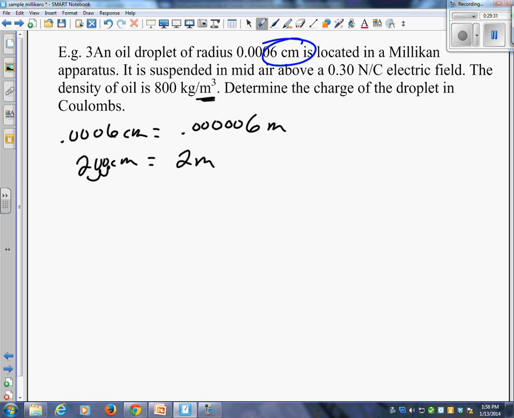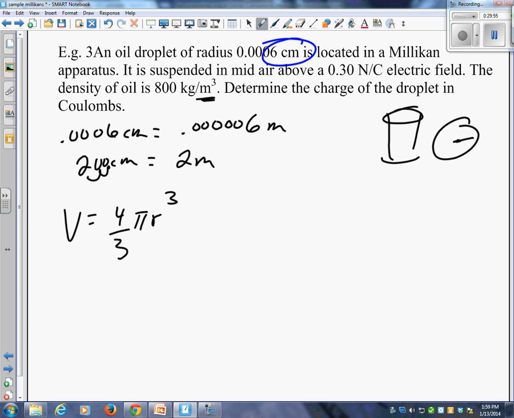Now, does anyone happen to know how to determine the volume of a sphere? Pi r squared times height or something like that. Very, very close. Pi r squared times the height would be a cylinder. What are we trying to figure out? Is it like 4/3 pi times the radius squared? Almost there. Volume of a sphere is 4/3 times pi r cubed. That's important. Volume of a sphere is 4/3 times pi times the radius cubed.